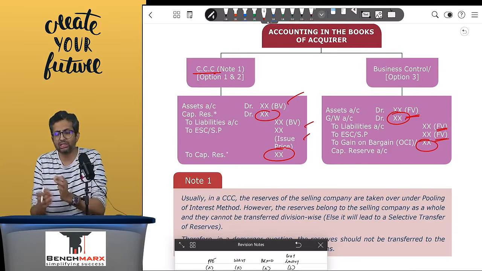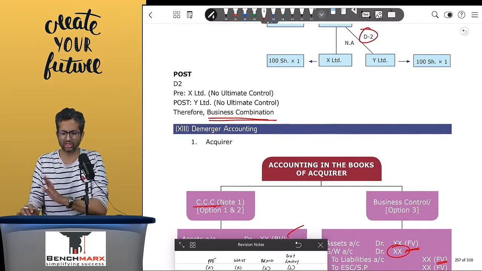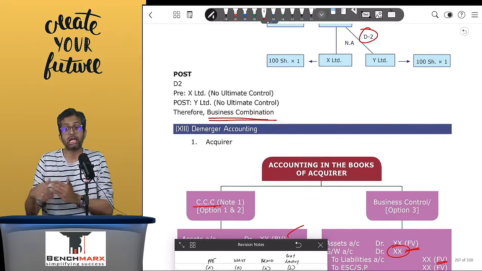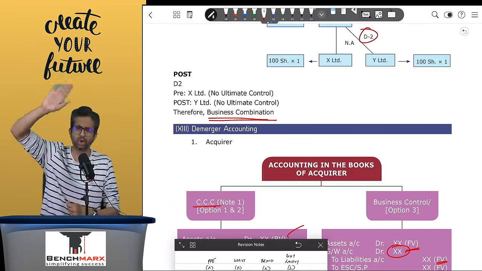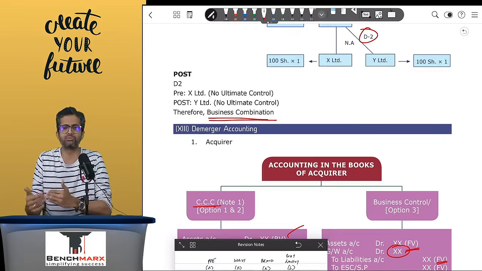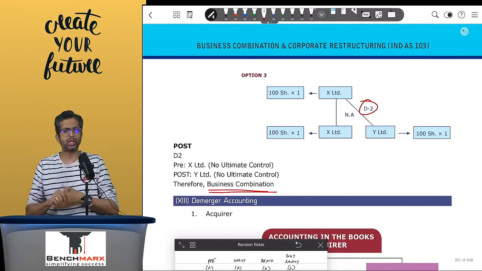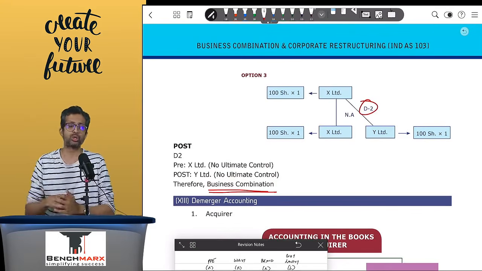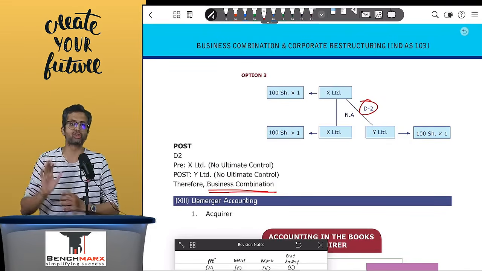Now, in the books of the selling company, there's a slightly complicated working that happens over here. Other than this, the workings are fairly logical. Institute has removed the workings in one of the sums which it had earlier, long time back, but we are just solving based on the overall understanding what happens in case of option 3. Well, remember, there is a separate guidance when you study Ind AS 10. There's an appendix to Ind AS 10 which says distribution of non-cash assets to the owners.